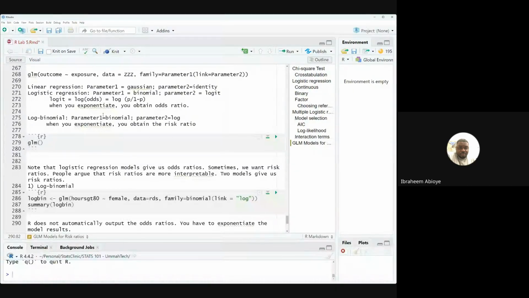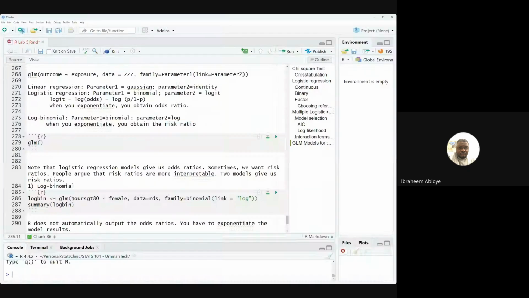What kind of data would you use for log binomial? Essentially the same kind of data as for logistic regression. The key difference is that in logistic regression you want to obtain the odds ratio, and here you want to obtain the risk ratio. And why would we want to use the risk ratio? Because the risk ratio is typically easier to interpret.